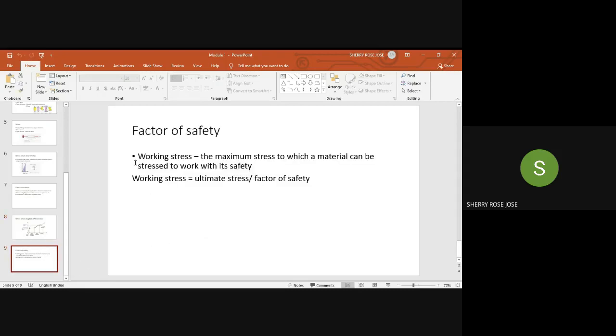Now we are moving on to a term called working stress. Working stress is the maximum stress to which a material can be stressed and still work safely. That is, the stress up to which a body can be loaded without getting damaged is termed working stress. Working stress is equal to ultimate stress divided by the factor of safety, where ultimate stress is the maximum capacity of the body.